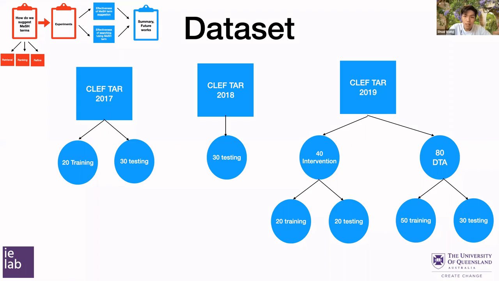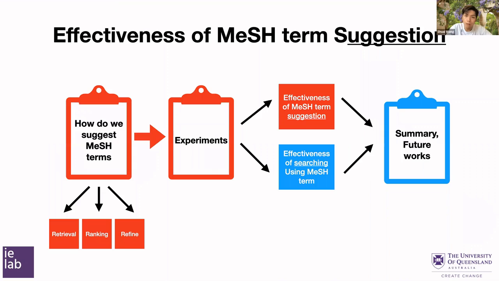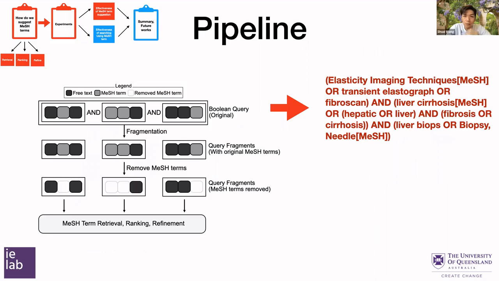The plot shown here is a distribution of each year's dataset in division of training and testing. Now, we're going to show our first experiment, which is to test the effectiveness of MeSH term suggestion. From the dataset, we only have original queries that have been constructed by health experts. So how do we design our experiment so we can test the effectiveness of our MeSH term suggestion method?